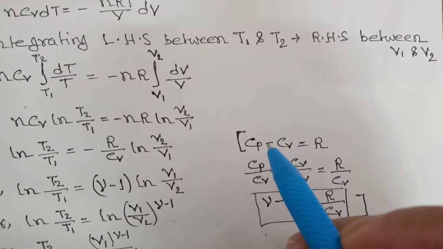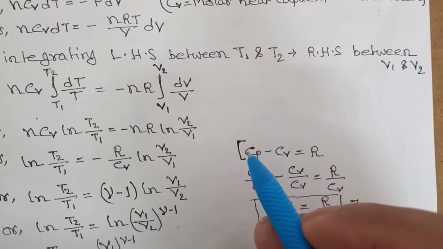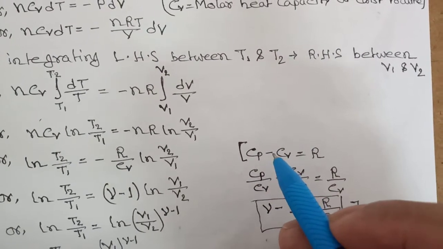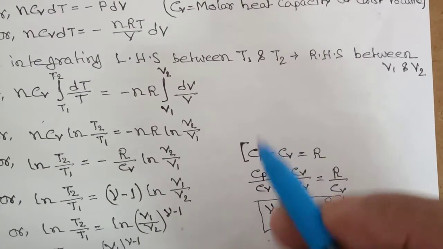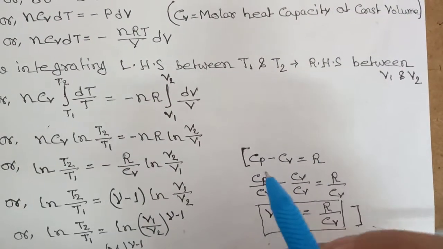This is the equation for Cp minus Cv is equal to R. Cp means molar heat capacity at constant pressure, and Cv is the molar heat capacity at constant volume. I will discuss this on the next page, and I will also derive this equation on the next page.